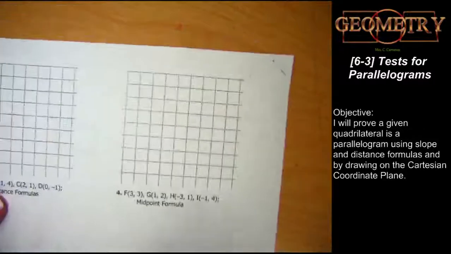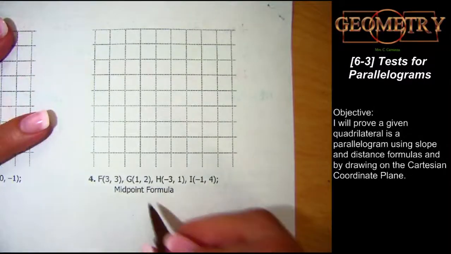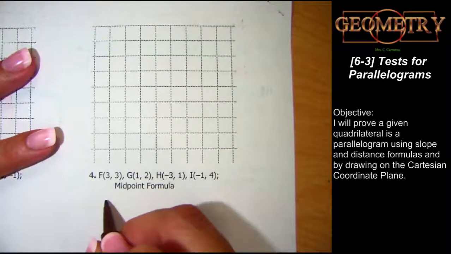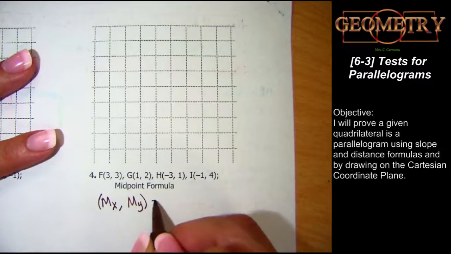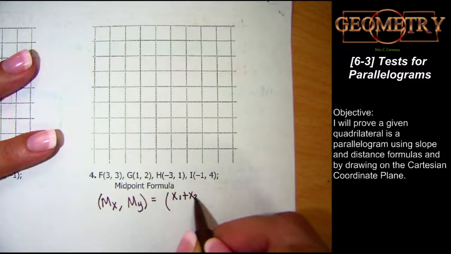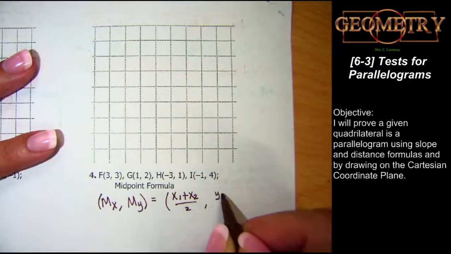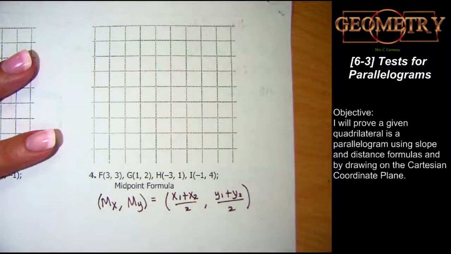All right, so flip the page. We're looking at example 4. We're doing midpoint. Let's remind ourselves of the midpoint formula. The midpoint formula said this: the midpoint of the x-coordinate, comma, midpoint of the y-coordinate is given by doing nothing more than taking the average of the x's and the average of the y's. Okay?